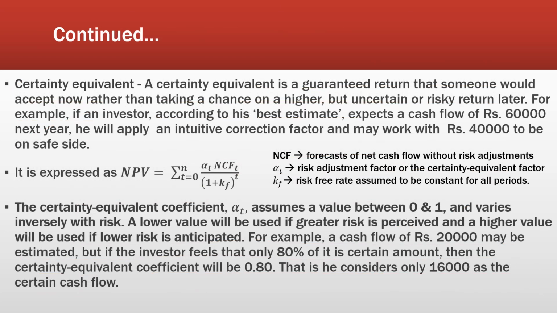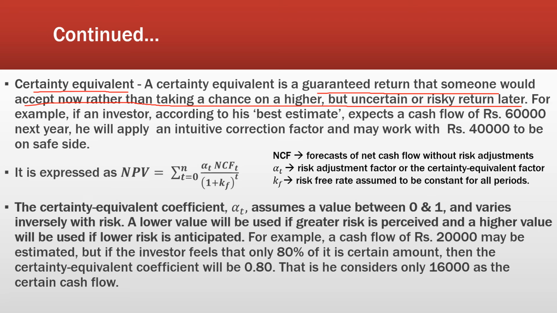Okay. Now the certainty equivalent. This is another approach. It is a guaranteed return that someone would accept now rather than taking a chance on a higher but uncertain or risky return later. That is, someone would want this amount of money right now rather than some higher returns in the near future, which is uncertain. So the investor would like to have his money back, which is certain, right now.